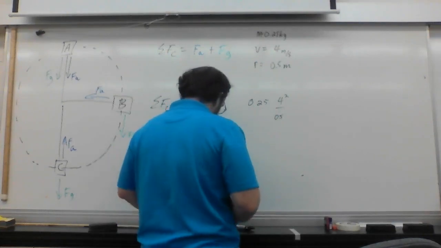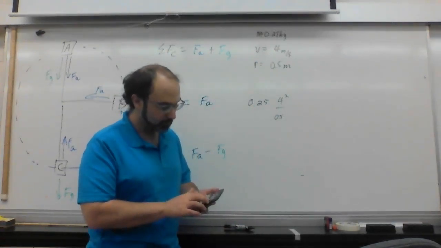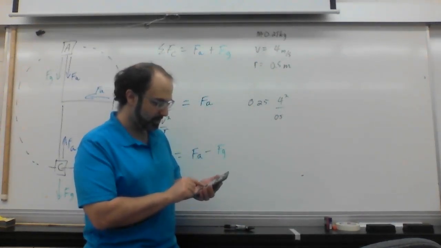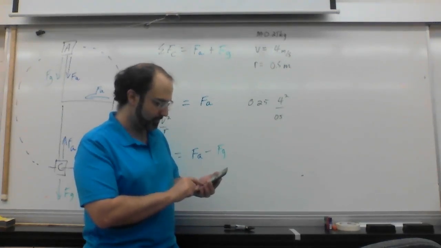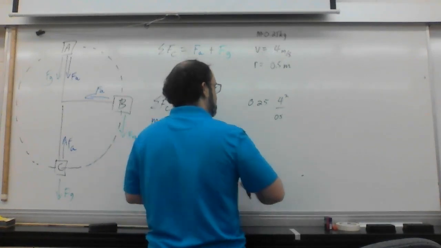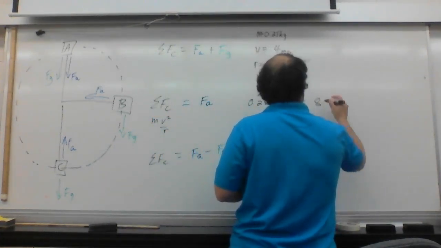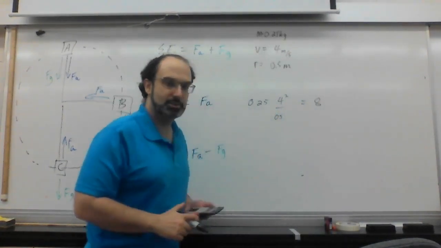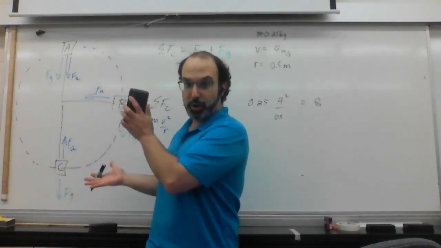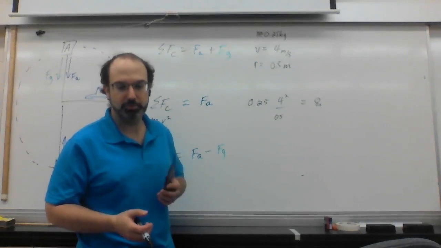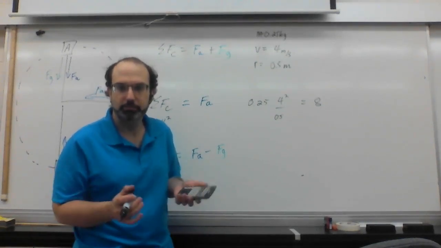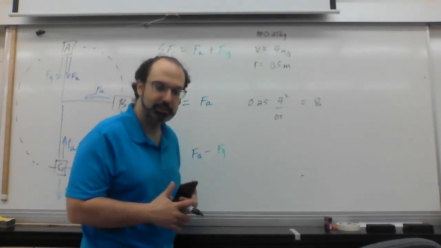All right, so we get out our trusty calculator. We go 0.25 times 4 squared divided by 0.5, and we're going to get that this is 8. So in order for this thing to stay in a circle with these requirements, I need a force of 8. So guess what the force applied is? It's 8, because it's the only force that's acting on the object.